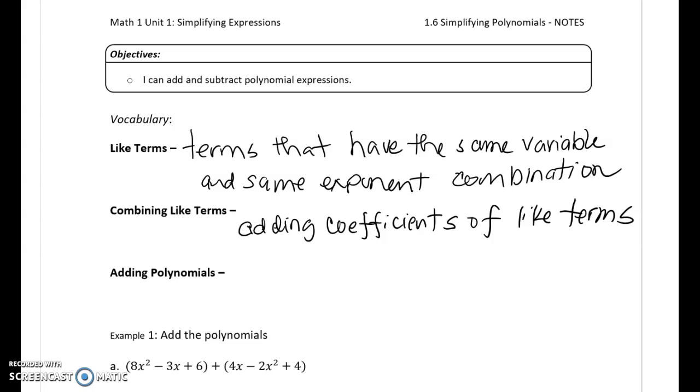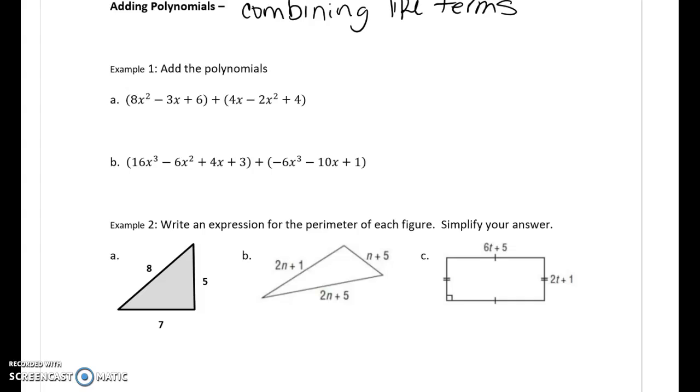Next, adding polynomials. When it comes to adding polynomials, you will be simply combining like terms. So here are two examples of adding polynomials. Here we have a trinomial in the first set of parentheses, and we want to add it to another trinomial in the second set of parentheses.